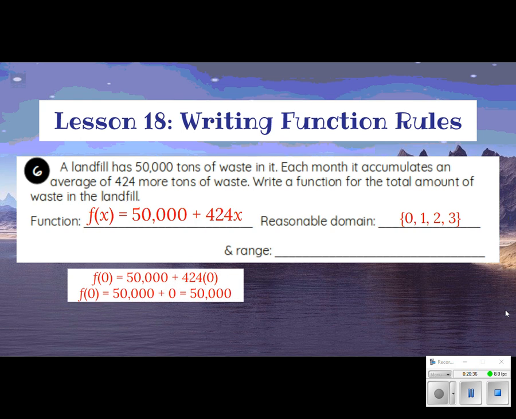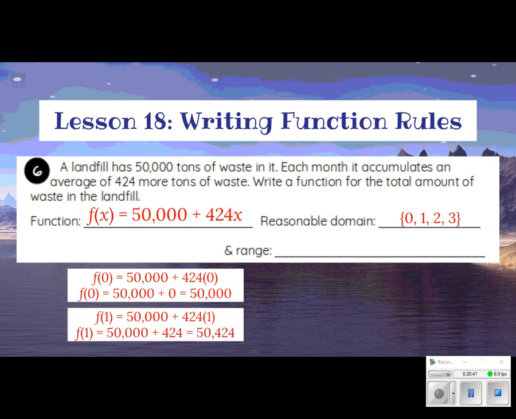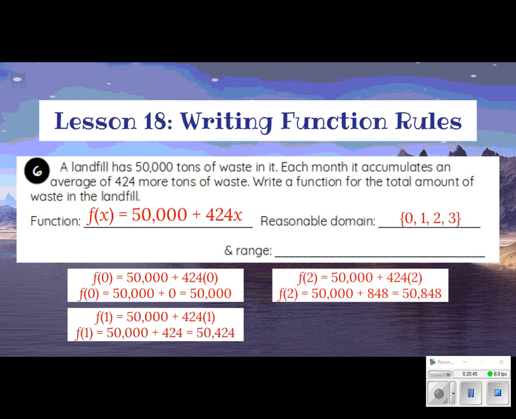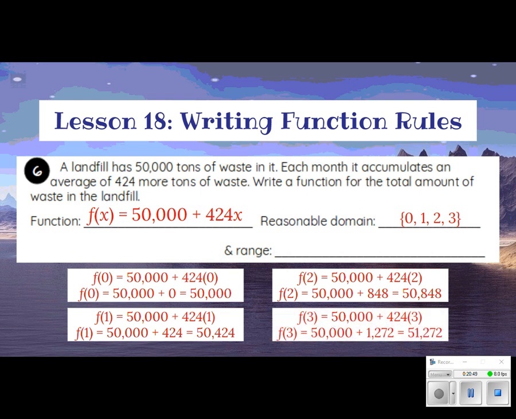So I'm going to plug in 0 and get 50,000. Plug in 1, get 50,424, and these are in tons. Plug in 2, get 50,848. And then plug in 3 and get 51,272. And in that order is how I write my range.